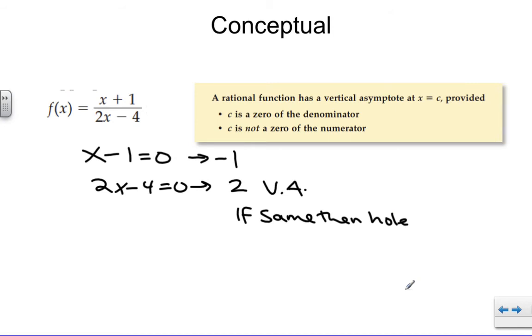Okay, so if we have a vertical asymptote at x equals c, meaning that if I were to graph the line, it would be like x equals 2. That's the vertical line. It has to be, c has to be a 0 of the denominator and not a 0 of the numerator. Those are two really important skills. So what you have to do is you have to find the zeros of both.